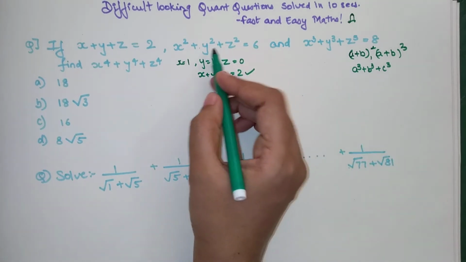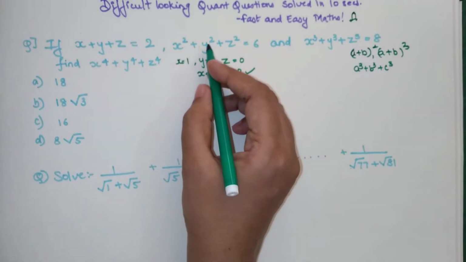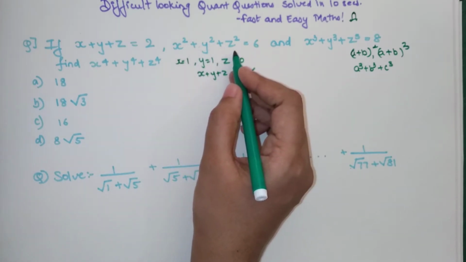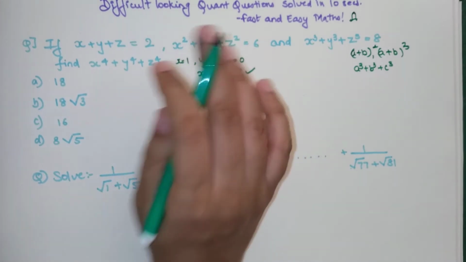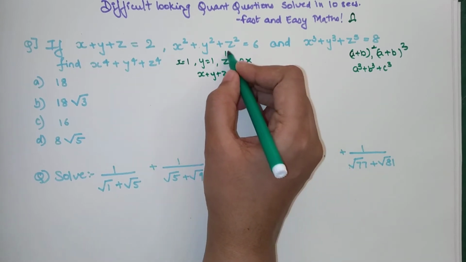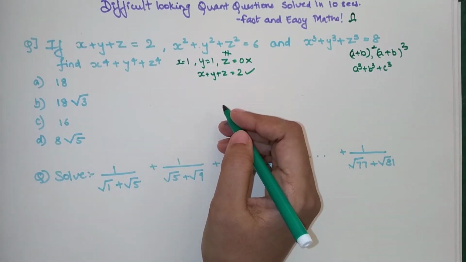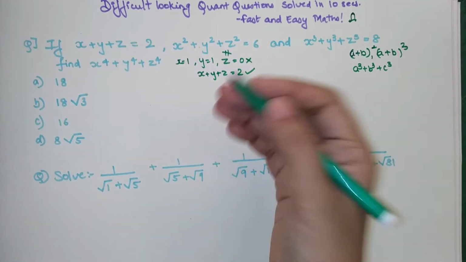But now let's check for the next equation. 1 square plus 1 square, that means 2, plus 0 square, so that gets you 2 only. And you needed it to be 6. So this is where your problem started. You can't take this particular value because it is not satisfying the equation which is given on top. Okay, so now let's try and take some other value.